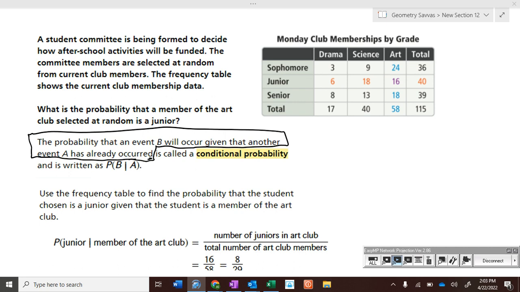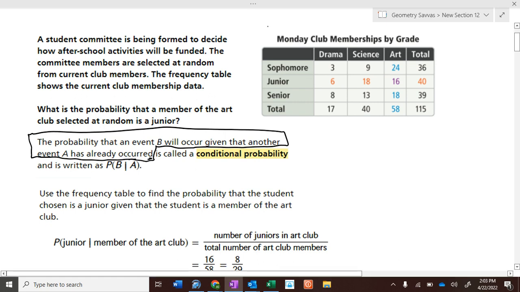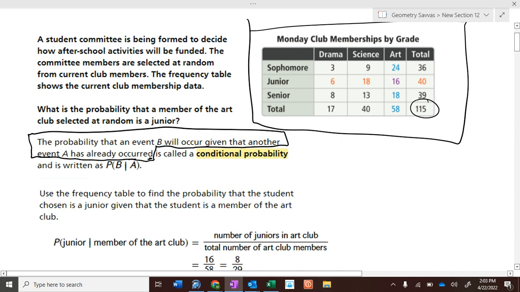Okay, so here's a bunch of student committees at a high school. There's 115 total kids involved in student committees. Now, what's the probability that a member of the art club selected at random is a junior? So what we're doing is figuring out the probability with two things happening. Given that they are in the art club, what is the probability that they're a junior?